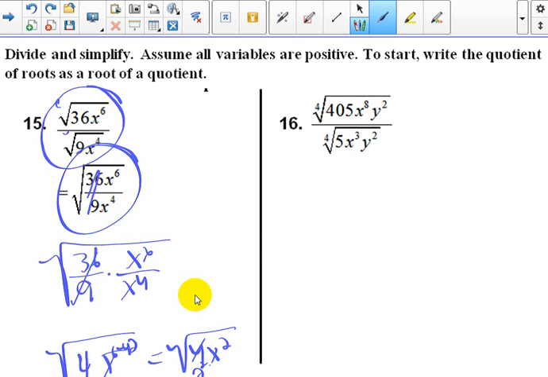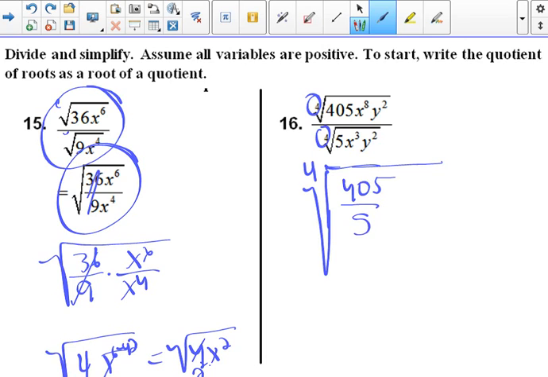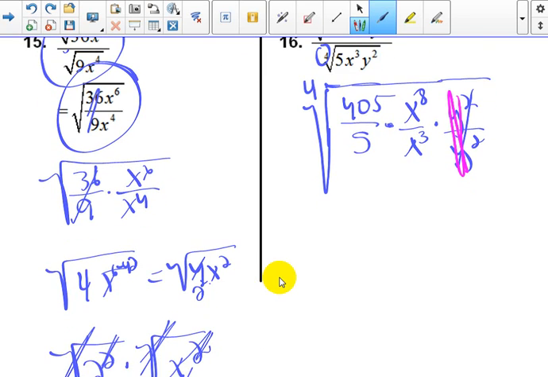16. Now we're dealing with an index of 4. They match. So let's just go ahead and combine them under one sign 4. So 405 divided by 5 times x to the 8th over x cubed times y squared over y squared. Okay, and we know that's going to simplify to just 1 multiplied by 1. So basically that disappears.